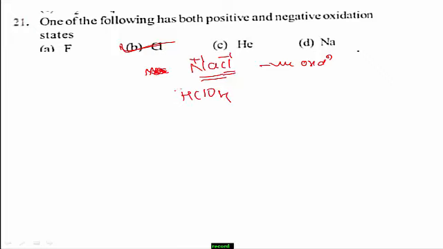hydrogen is plus 1 and oxygen, 4 into minus 2, is minus 8, then the chlorine value is always plus 7 in HClO4, right? Therefore here the chlorine oxidation state is plus 7, meaning it shows a positive oxidation number here. Therefore Cl shows both positive and negative oxidation states. So option B is the right answer.